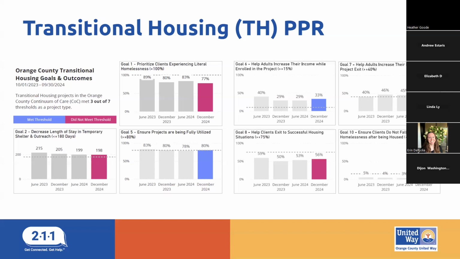Also for goal 5, to help ensure that projects are being fully utilized. Last reporting period, we were just a couple of percentages off, but this reporting period, we were able to meet the threshold of 80% or higher. And then also goal 10, this is to ensure that clients do not fall back into homelessness after being housed. This is also meeting the threshold of 10% or less with a score of 3% for all projects.